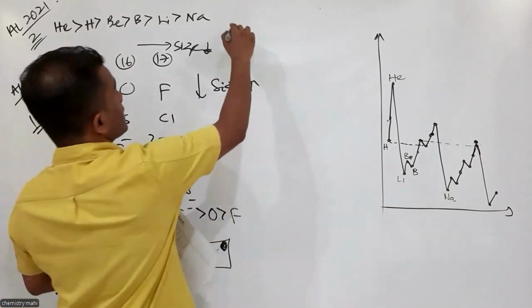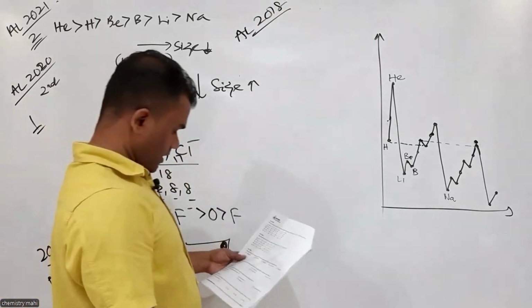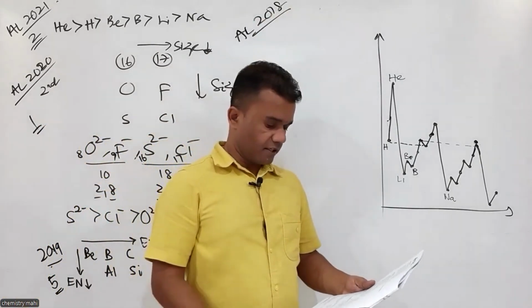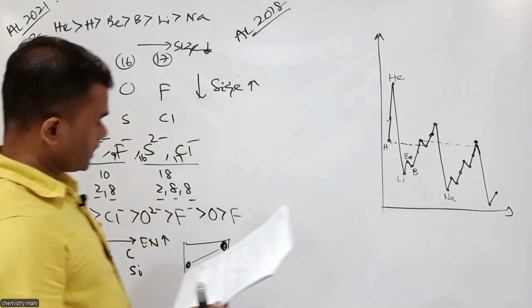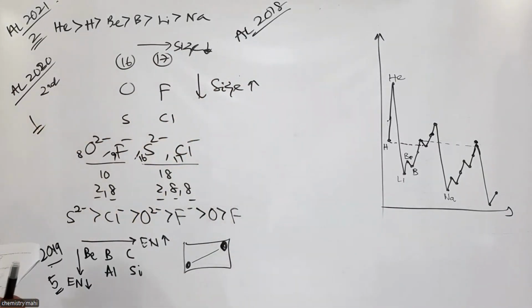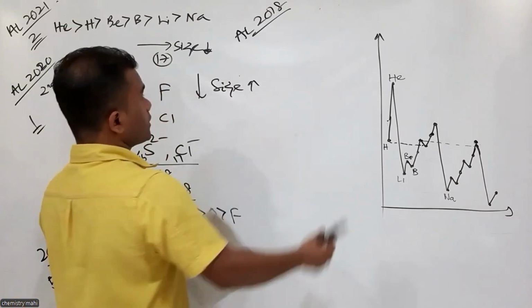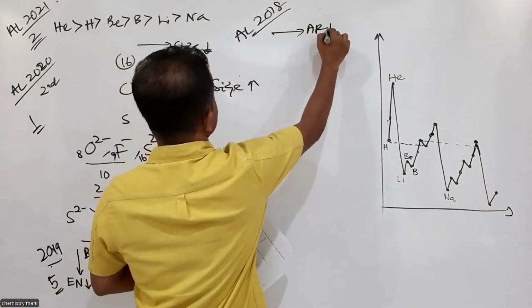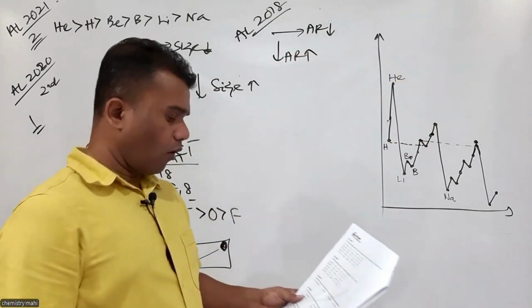Question number, the A-level 2018. It's given like this. In which list are the elements given in the order of increase in atomic radius? Increase in atomic radius. Okay, in that case, from here to here, atomic radius decreases. From here to here, atomic radius increases. Increase in order, that's what we need.